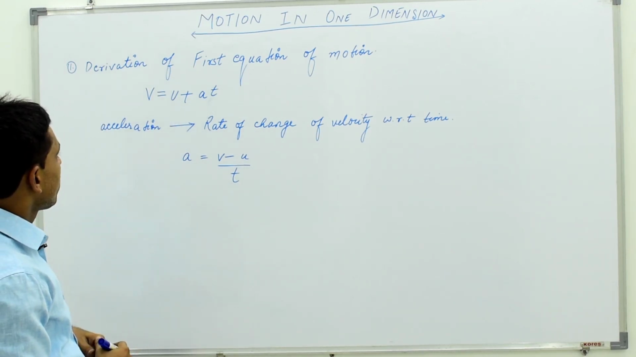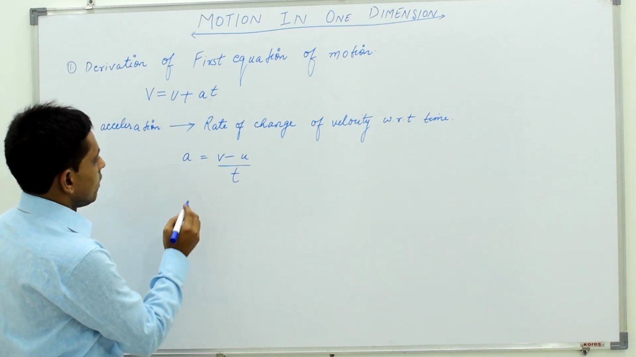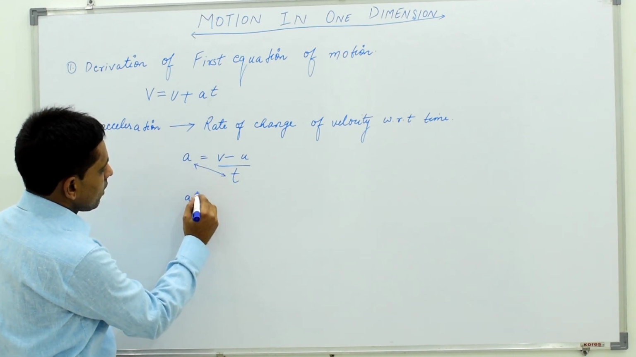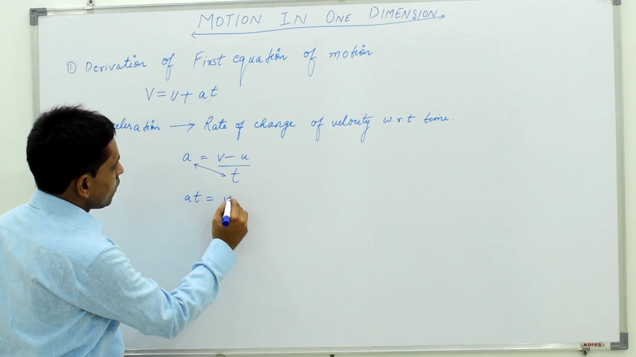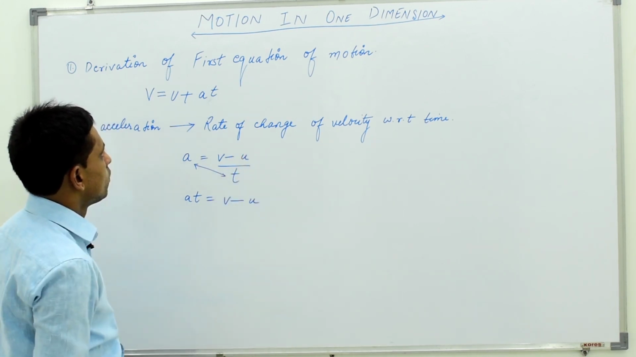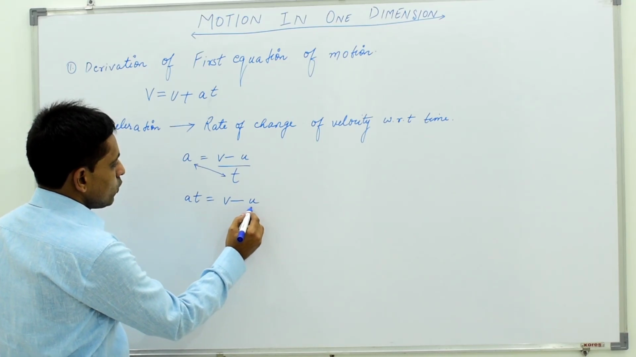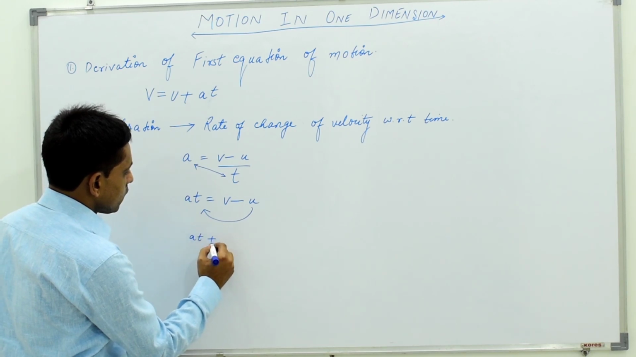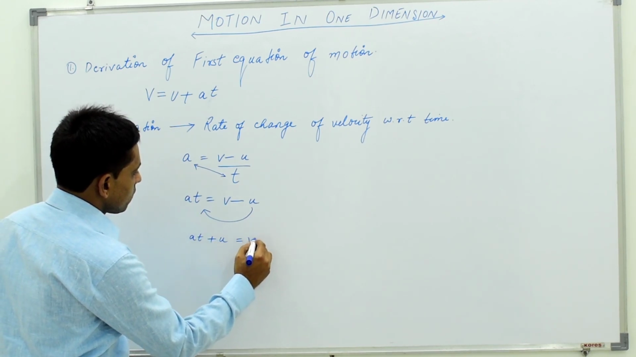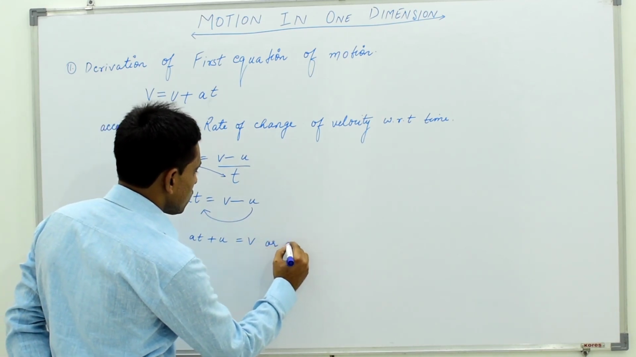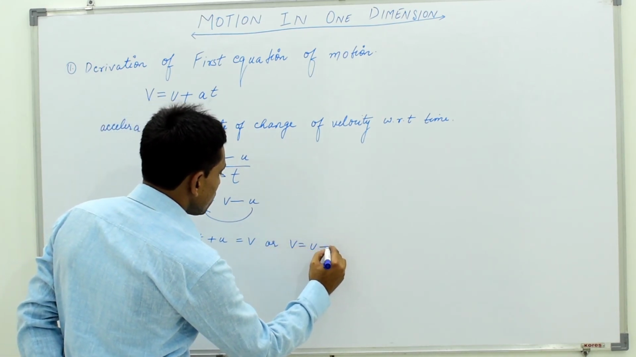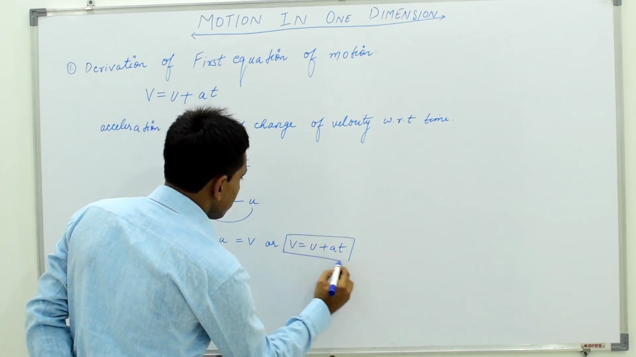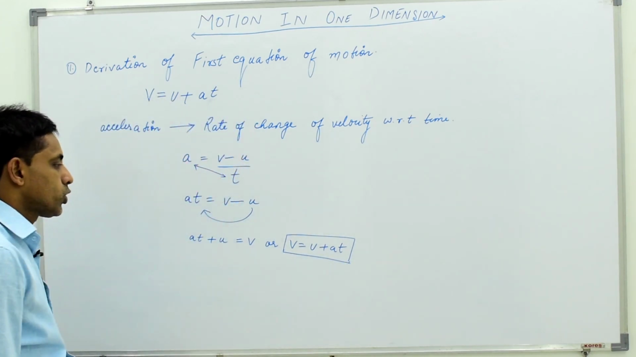Now we will arrive at the point from where this comes. See, we will cross multiply A and T, so it will become AT. AT is equal to V minus U. We will transpose U to RHS. It is AT plus U given as V, or we can write this also as V is equal to U plus AT. This is derivation of first equation of motion.